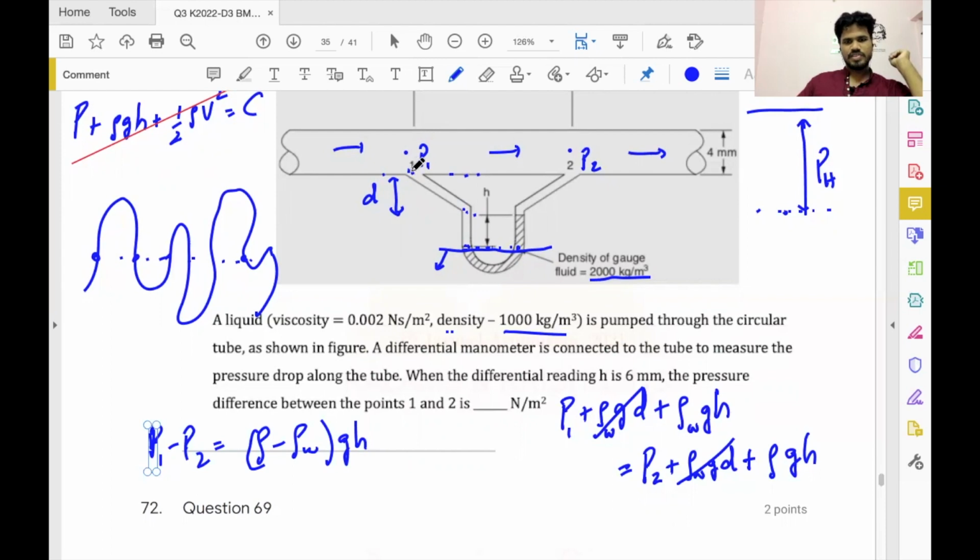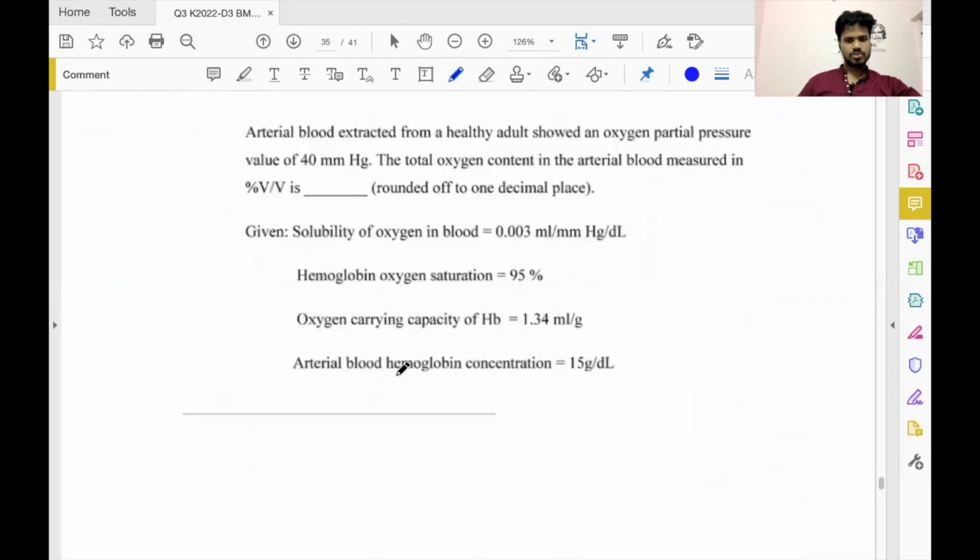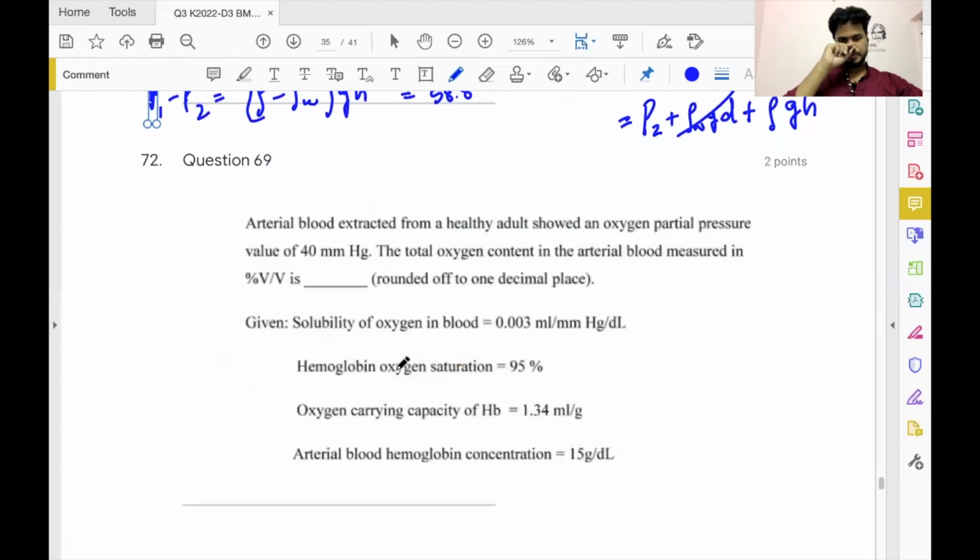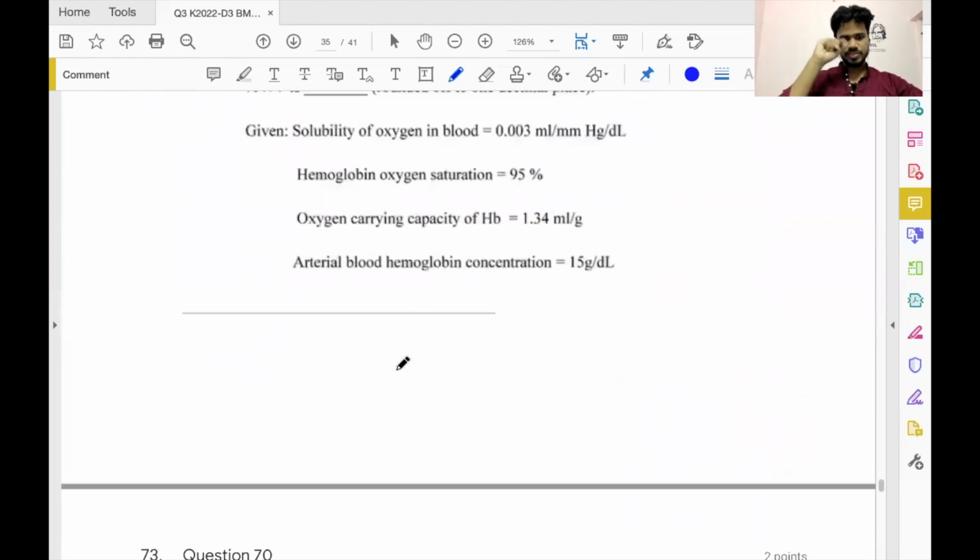So obviously, if there is higher pressure here, it drives this point up. So what is this value? We know rho, we know rho W, G is 9.8, H is also given as 6 mm. Quickly, what is this value? 58.8. We have about 5 more questions. Let's quickly go through them. Some of the questions we haven't seen.